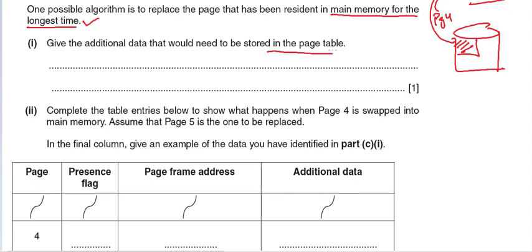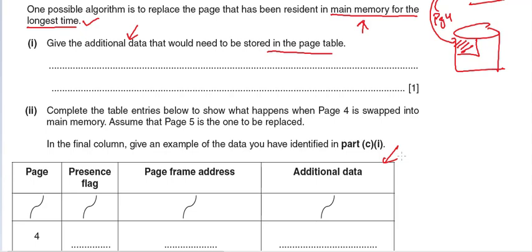Because our page replacement algorithm is going to replace the page that has been in the main memory for the longest time, we need to store information for each page: how long has that page been in the main memory? So we want to store information as additional data which is going to tell us that page number 1 has been in the memory for such and such time, page number 2 has been in the memory for such and such time.